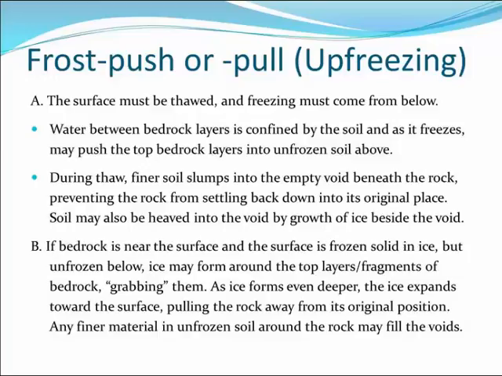Now, the opposite can also happen. If bedrock is near the surface and the surface is frozen solid, but the subsoil is frozen, and this can happen in Virginia, then ice may form around the top of the rock fragment and, I guess, grab it or hold on to it. As ice forms deeper and deeper into the soil, it expands toward the surface because layers of moisture keep freezing, and so it would get higher. In other words, the land surface would actually be raised. And we've all seen that.